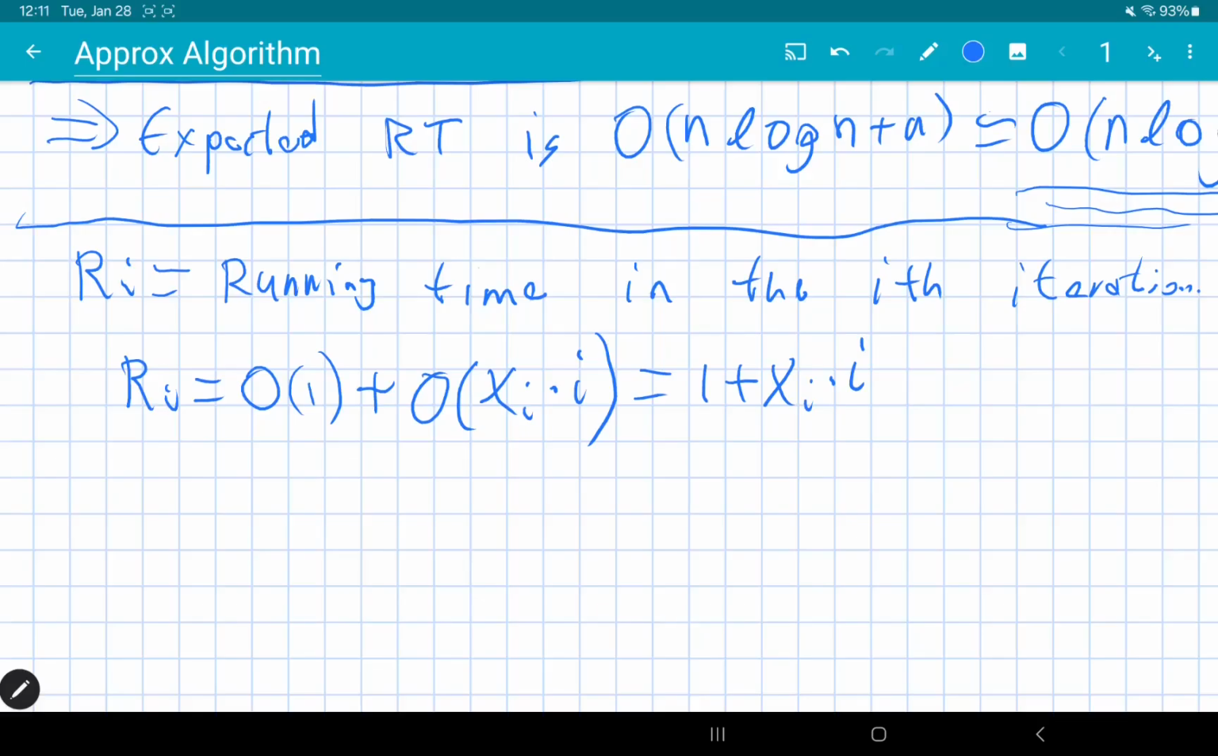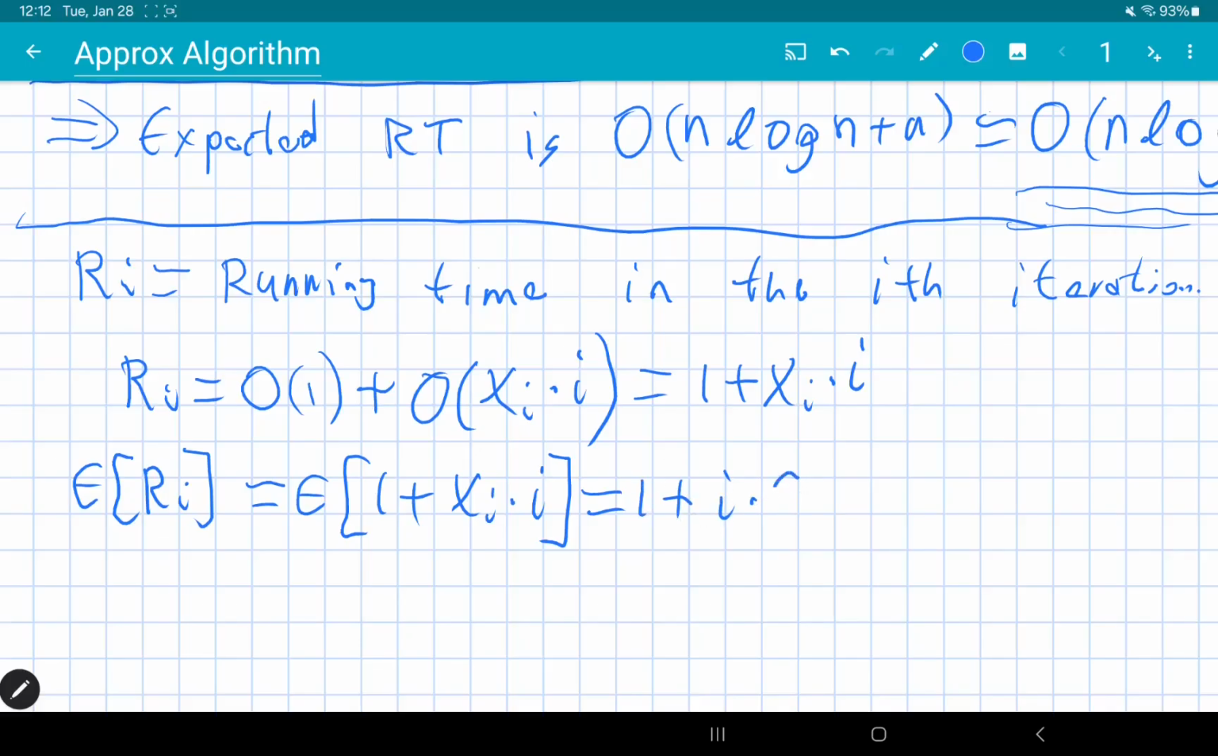Okay. And now, as such, what is the expectation of Ri? This is the expected amount of time the ith step of the algorithm takes. Well, it's the expectation of 1 plus xi times I, right? As I mentioned, expectation is a linear operator, and for our purposes here, I is fixed, so it's a number, so we can take it out. So this is 1 plus I times the expectation of xi.